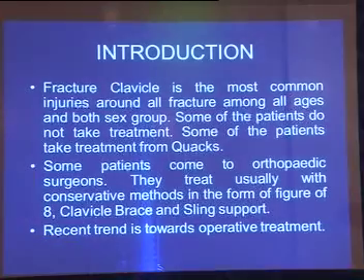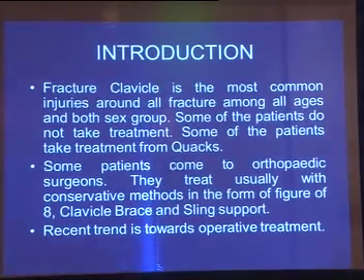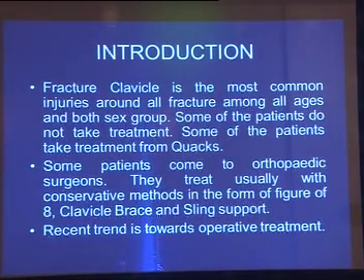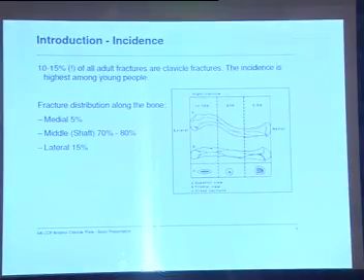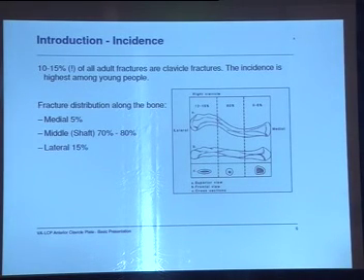Fracture clavicle is the most common upper arm bone fracture among all ages and both sex groups. Some of the patients do not take treatment, some take treatment from quacks. Some patients come to orthopedic surgeons, who usually treat with conservative methods in the form of figure of 8, clavicle brace, sling support. The recent trend is towards operative treatment. 10-15% of all adult fractures are clavicular fractures, and the incidence is highest among young people.